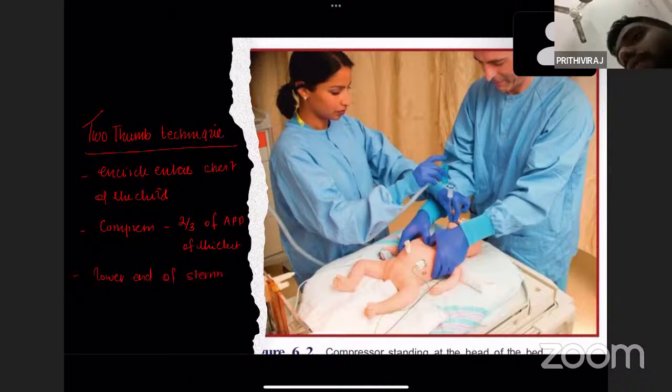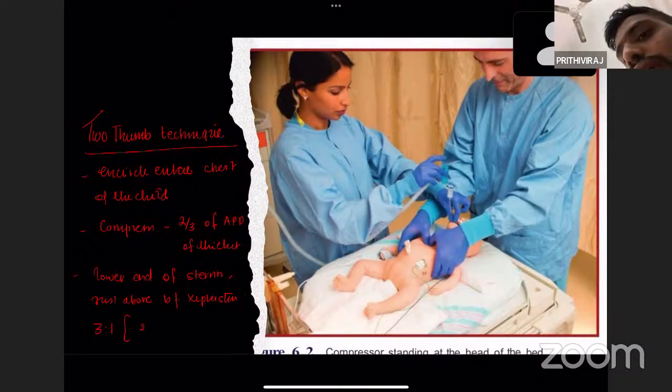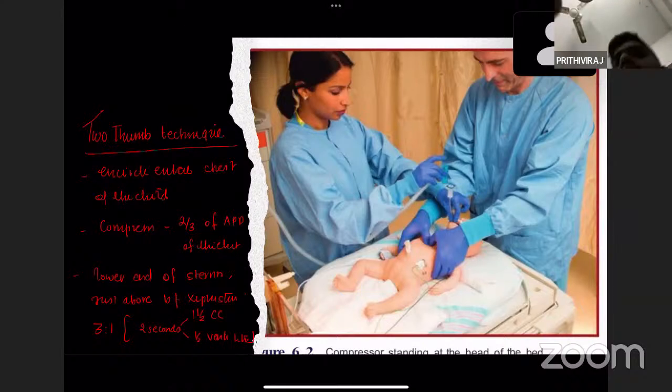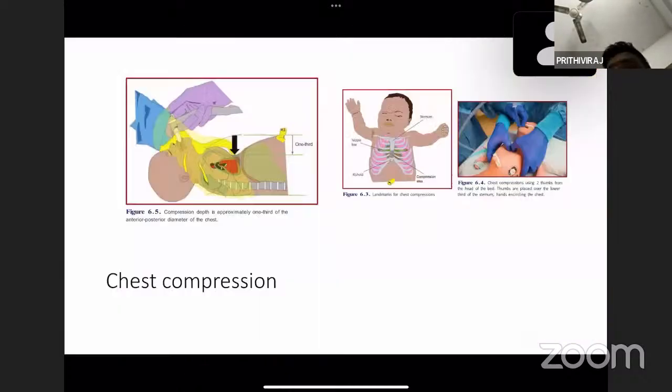Never press the xiphisternum, because if you press over the xiphisternum, it can cause liver injury. So, the lower end of the sternum, just above the xiphisternum. And the rate is 3:1 for a 2 second cycle. 1.5 seconds should be for your chest compression, and the rest for the ventilation, which is shown in this following picture. Two-thumb technique is the important thing. We never use the two-finger technique.